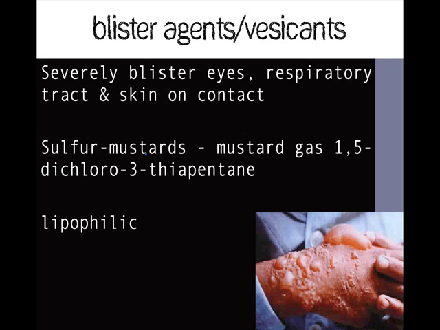There are also blister agents. These are ones that cause blisters to the eyes, respiratory tract, and skin on contact. The odor resembles a mustard plant, garlic, or horseradish. It's lipophilic. You rarely suffer symptoms immediately. When you've been exposed to a mustard-contaminated area, you may appear normal, but within 24 hours you start developing intense itching and skin irritation, which gradually turns into large blisters filled with yellow fluid.